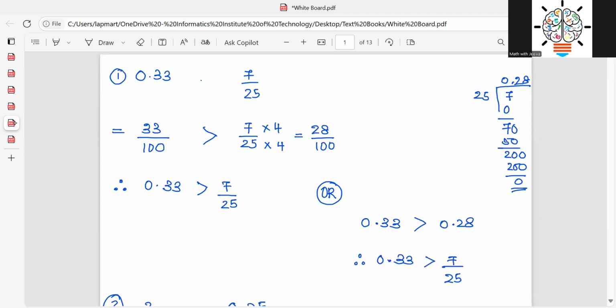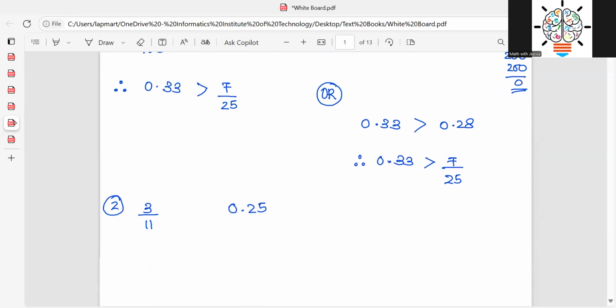I converted 0.33 into fraction, that is 33 over 100. And I know the second fraction I have, I can easily convert into the same denominator form because I know 25 is a factor of 100. Or else I know 100 is a multiple of 25. Therefore, without any fear, without any second thought, I just converted 0.33 into fraction and made the denominator 100 because I know 7 over 25 also can be converted into 100 denominator.